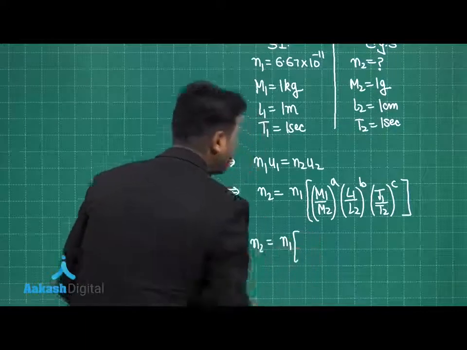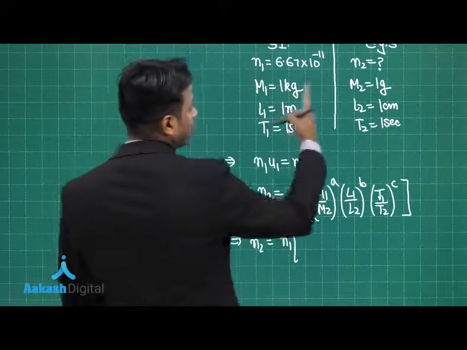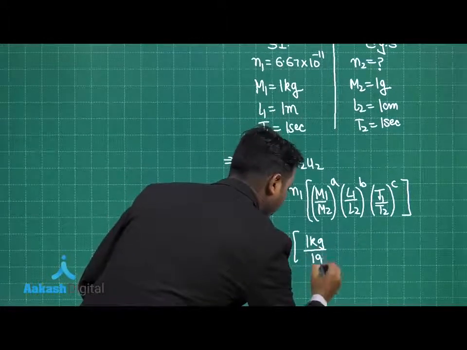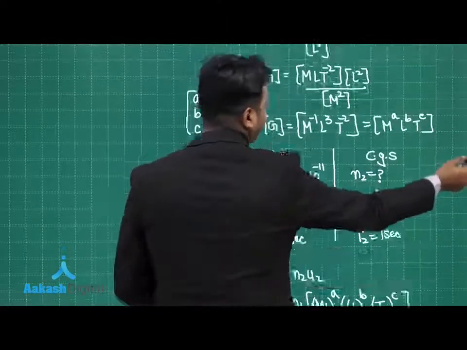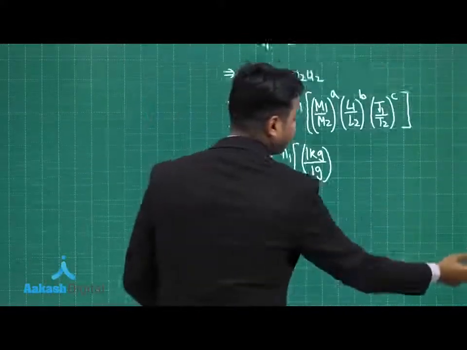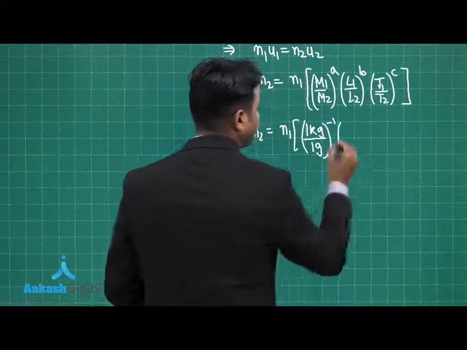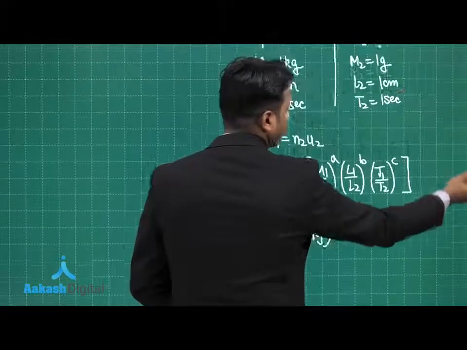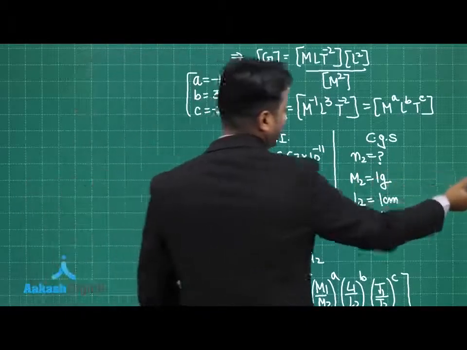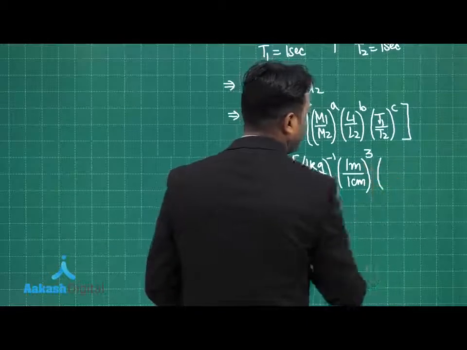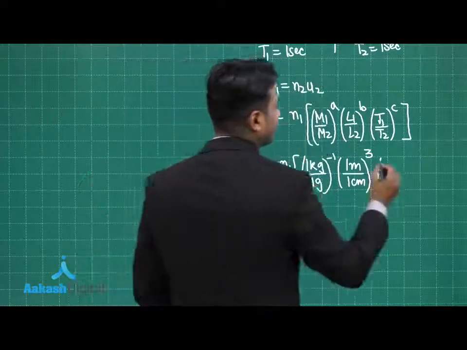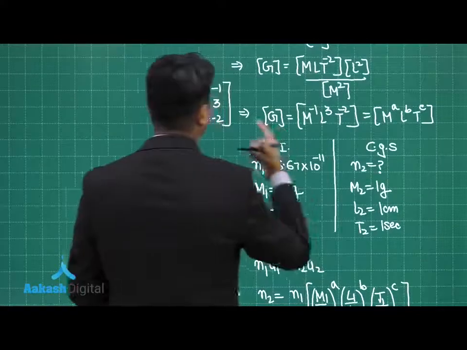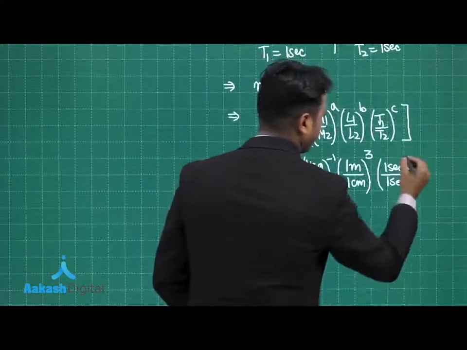So this is N1. Tell me what is M1 by M2. M1 by M2 is 1 kg by 1 gram, so this is 1 kg by 1 gram to the power A. Now the A value is minus 1 over here, so this is minus 1. Then L1 value is 1 meter, L2 value is 1 centimeter, to the power B, that is 3. So I can put 3 over here. Now tell me what is T1. T1 is 1 second and T2 is also 1 second, and the whole to the power will give me minus 2.